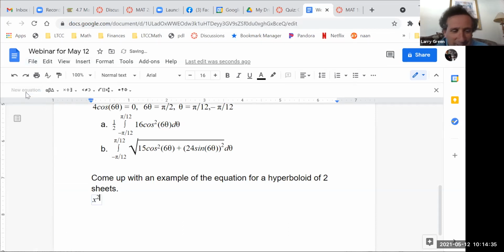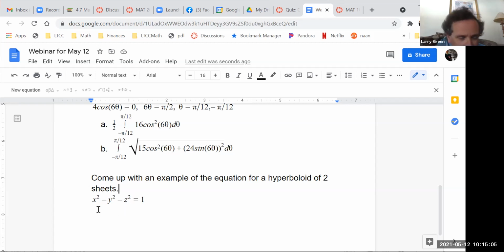So x squared minus y squared minus z squared equals 1. Notice this is a hyperboloid because if you let z equal 0, you get a hyperbola. If you let x equal 1, you get a sphere, and that's why it's a hyperboloid. And it's two sheets because you get two negatives.